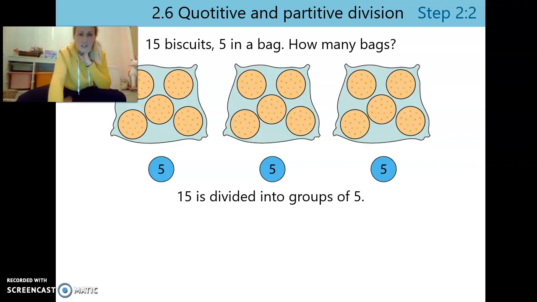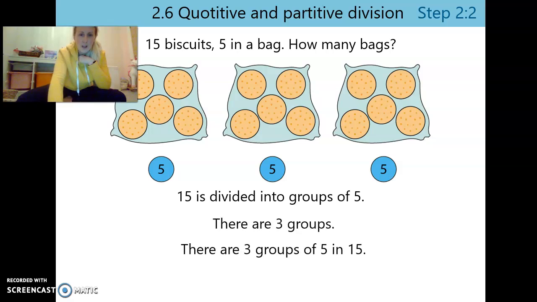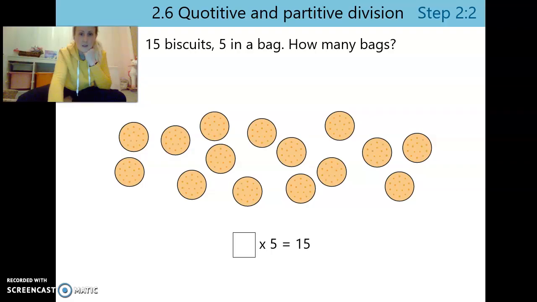15 is divided into groups of 5. Okay, there are 3 groups. There are 3 groups with 5 in each group, isn't there?